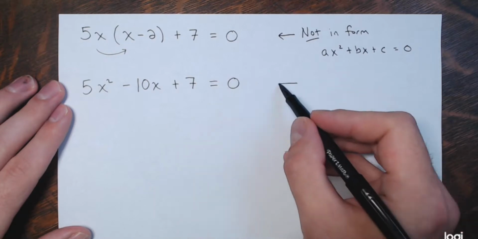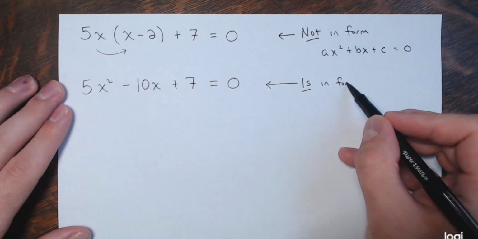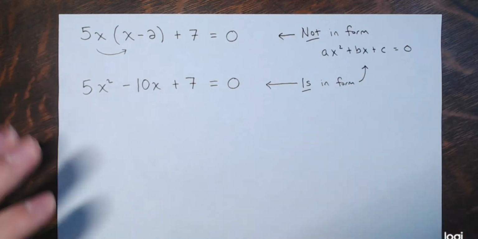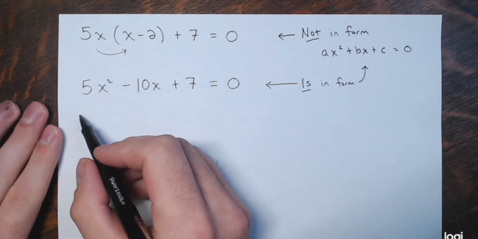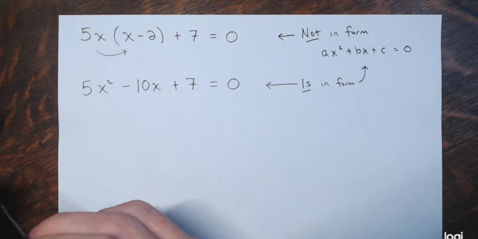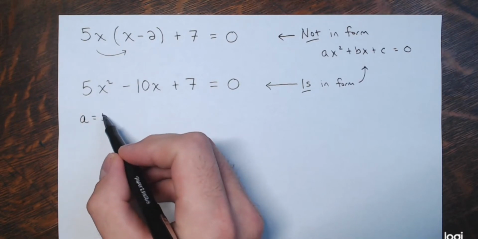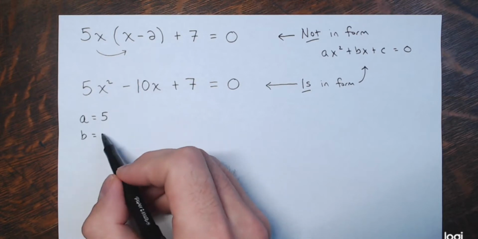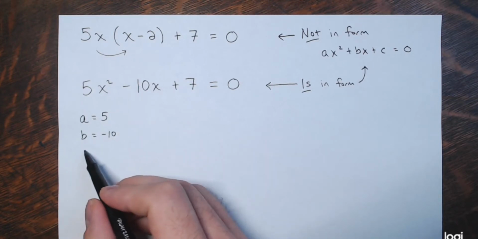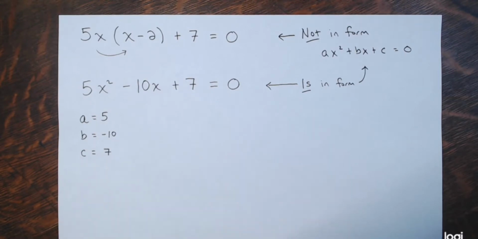And now this equation is in that form. And once you're in that form, then you can use the quadratic formula. So first I'll identify the a, b, and c. The little a is the quadratic coefficient, that's positive 5. Little b is the linear coefficient, which is negative 10. And c is the constant term, which is positive 7.